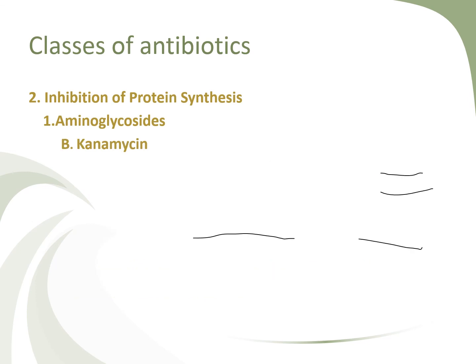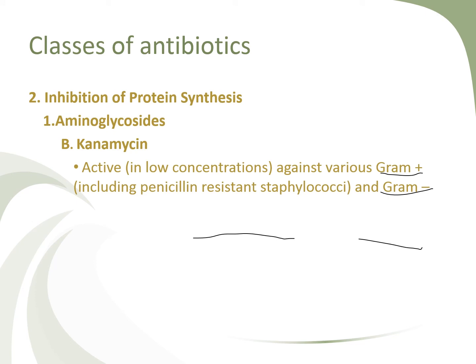Now we're gonna talk about kanamycin. It's active in low concentrations, so I don't need to get much of this antibiotic, against various gram-positive, including penicillin-resistant staphylococcus, so methicillin-resistant staphylococcus aureus, and it's also good against gram-negative. This is recognized as a second-line drug to treat tuberculosis. Okay, so this is a second line to treat tuberculosis.